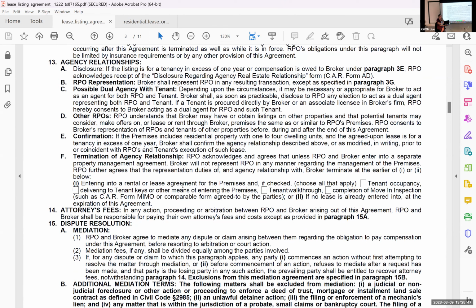When is our responsibility as an agent finished with a lease property? Well, for some reason, property owners seem to think that for our measly $600, I'm going to be managing this property and dealing with their horrible tenants as well. I am not. My job is done when I put the tenant into the property, I deliver the keys to the tenant, I do the tenant walkthrough for the condition, or I complete the move-in inspection. It's called MIMO.